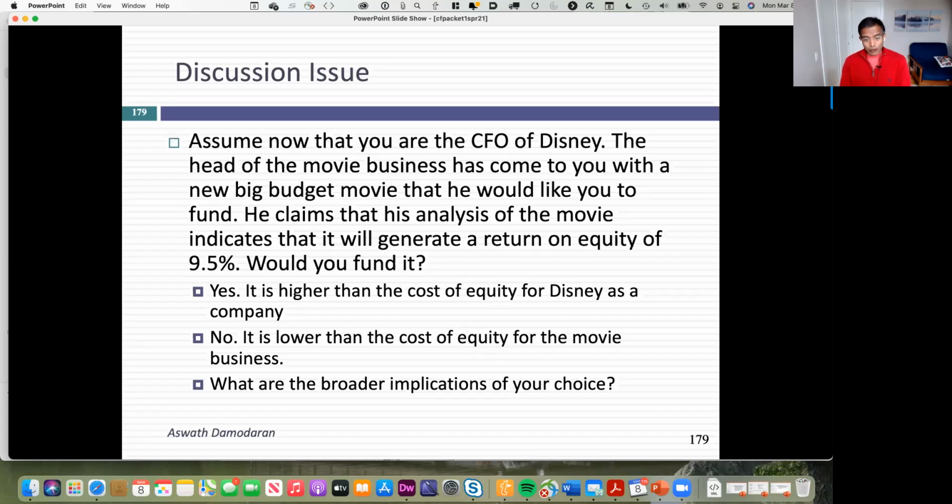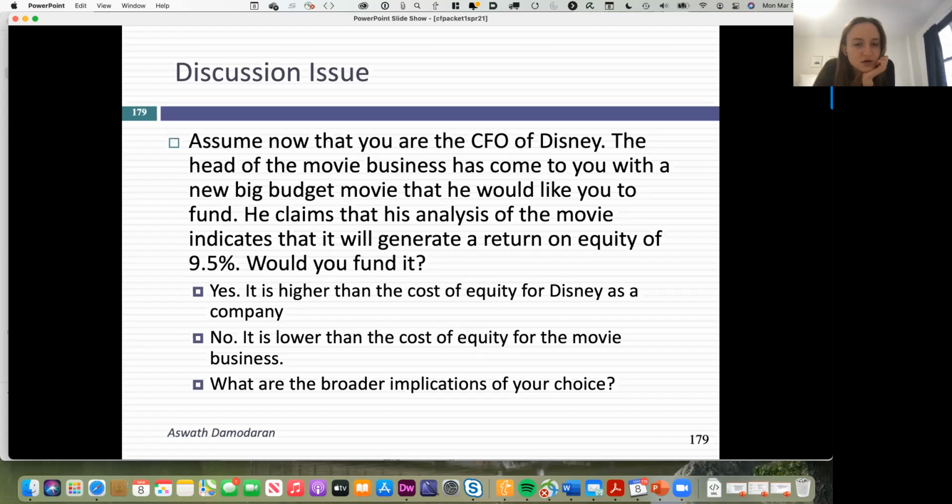Alex, you help me out. When I have to decide whether to take the project, should I take the project by comparing it to the cost of equity for the company, or should I compare to the cost of equity for the movie business? And I'm going to push you. Once you make the choice, I'm going to push you further. Go ahead. What do you think?